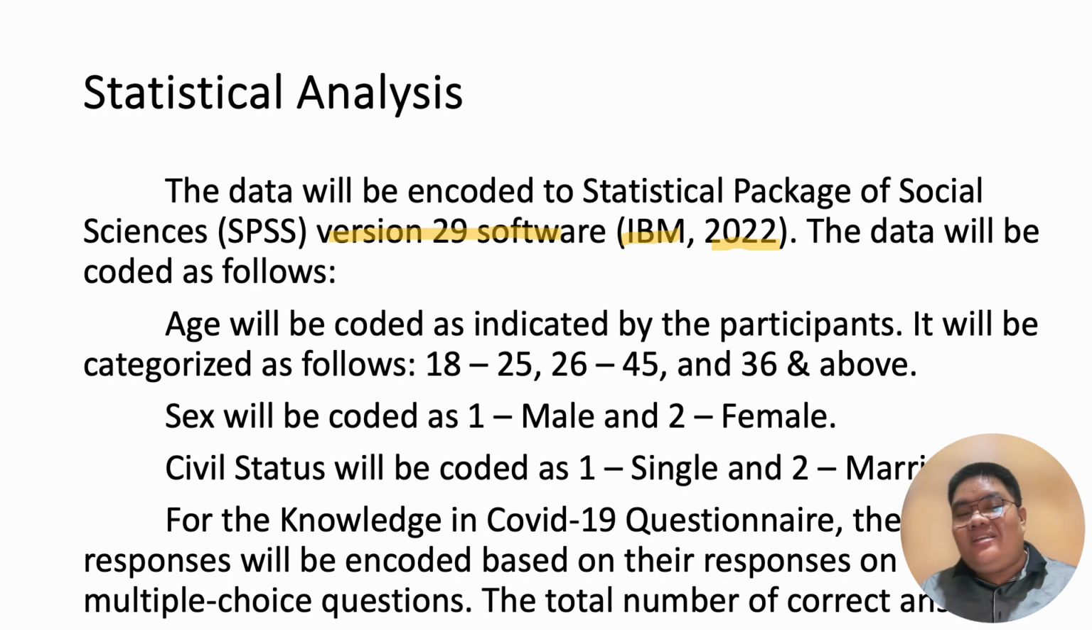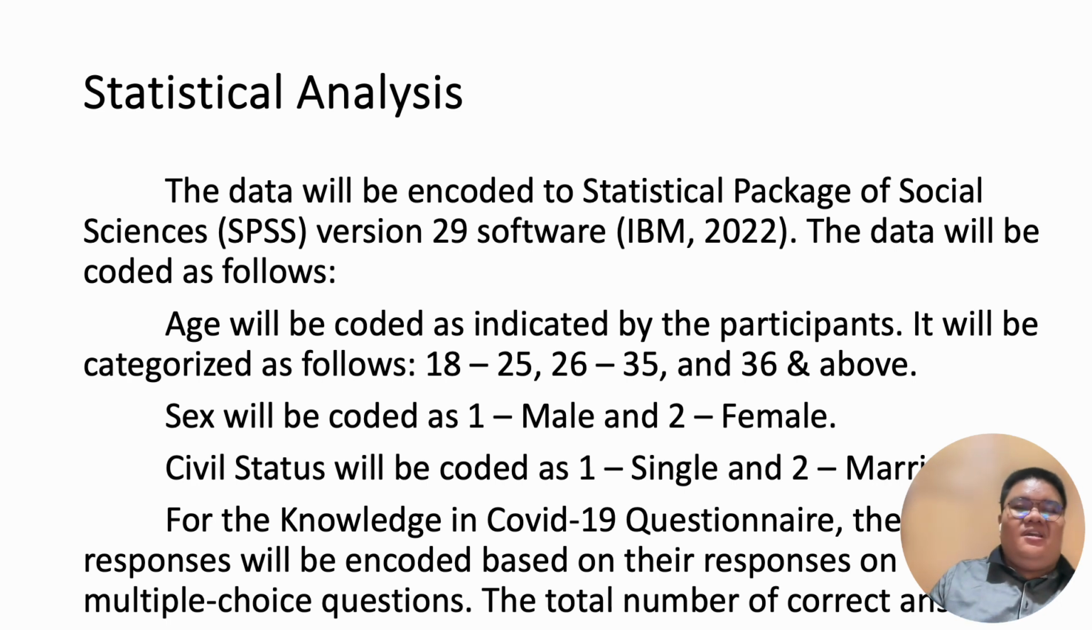Age will be coded as indicated by the participants, and later on it will be categorized as 18 to 25, 26 to 45, and 36 and above. A correction is made, so 18 to 25, 26 to 35, and 36 and above.